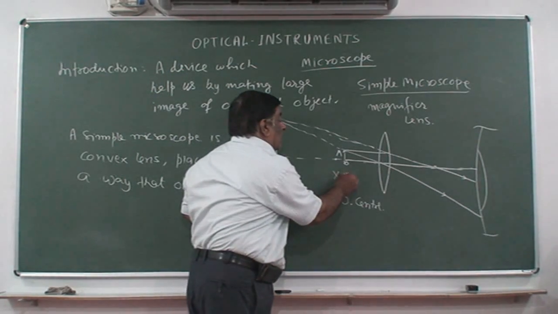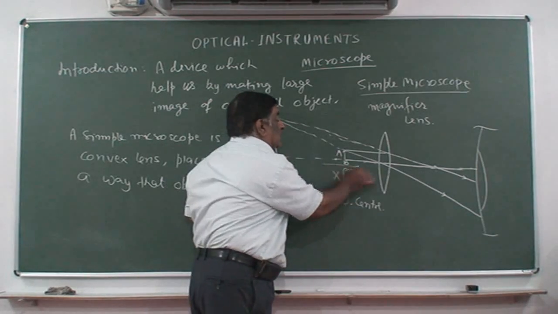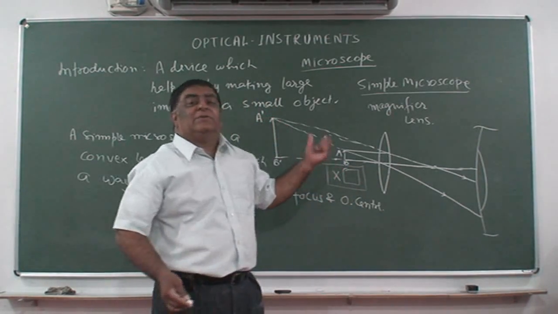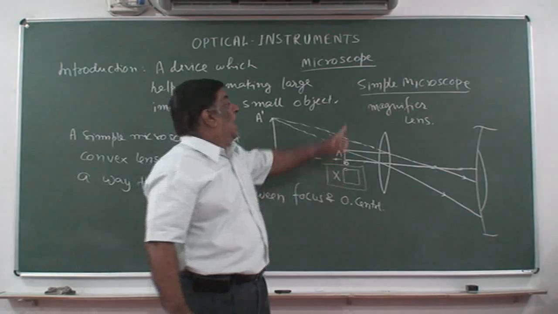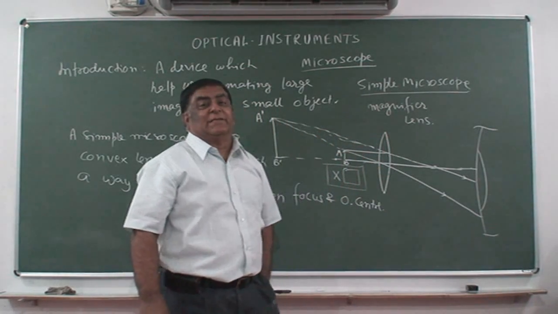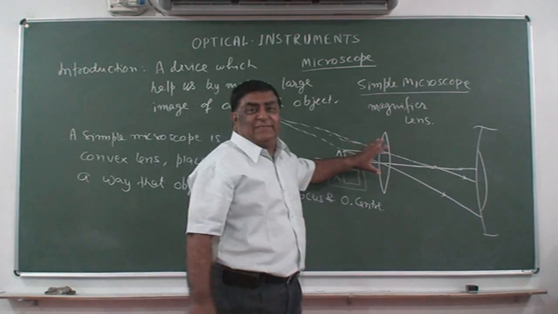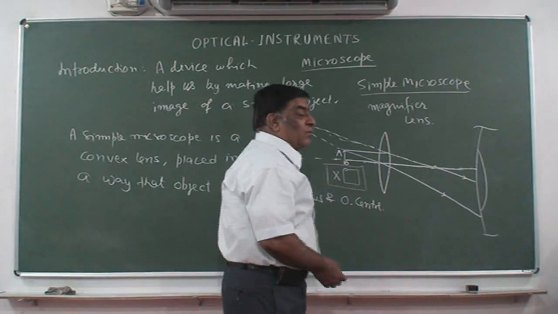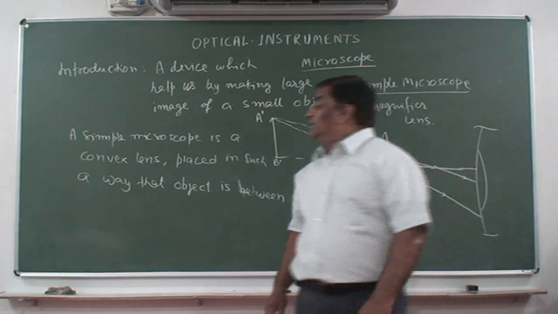So multiply how many times? This is power. What is the power? So this power is given by how much magnification it is doing. This is power of a lens. So power of a lens is known by the magnification it is doing.